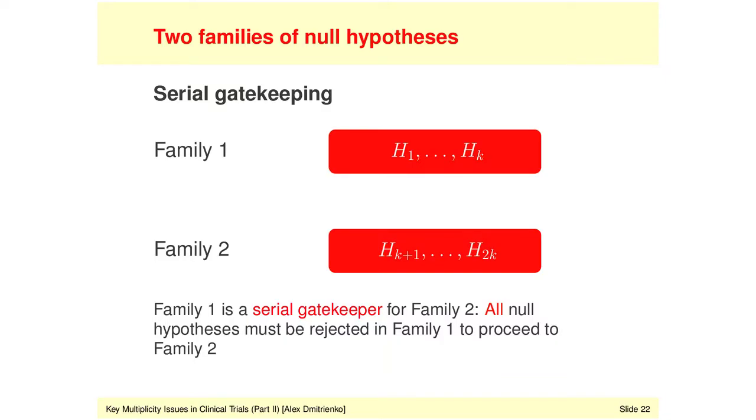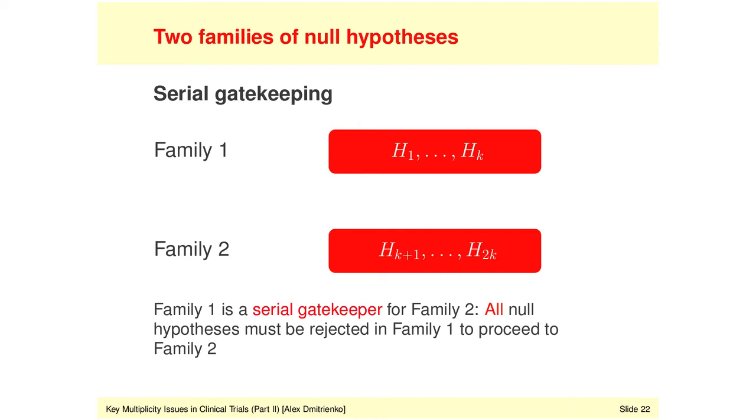Serial gatekeepers. We are now going to take a closer look at the commonly used types of gatekeepers that we encounter in phase 3 clinical trials. As I said a few minutes ago, those popular classes of gatekeepers include serial gatekeepers, parallel gatekeepers, and general gatekeepers. And in this case, we're going to assume that we're dealing with a simple two-family multiplicity problem in which family 1 serves as a serial gatekeeper for family 2. And the serial gatekeeping condition is formulated at the bottom of the slide.